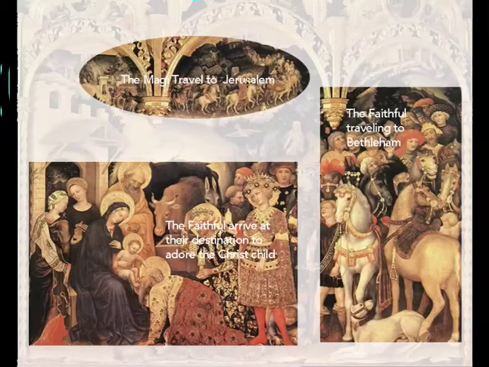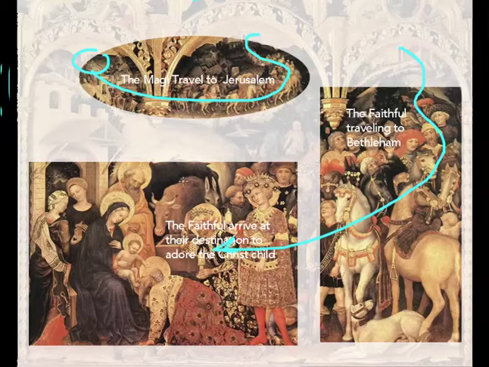The artist has arranged this space in something that we would call a continuous narrative. So we have the Magi over here. They're traveling to Jerusalem. They're re-emerging through the gates, and they're traveling along this road here to Bethlehem to see the birth of Jesus.